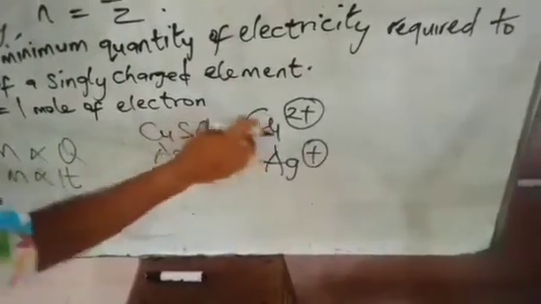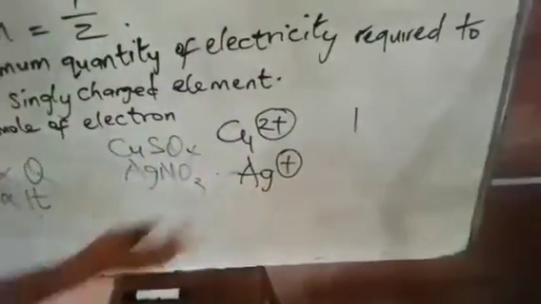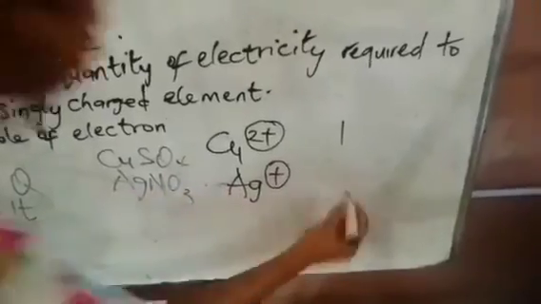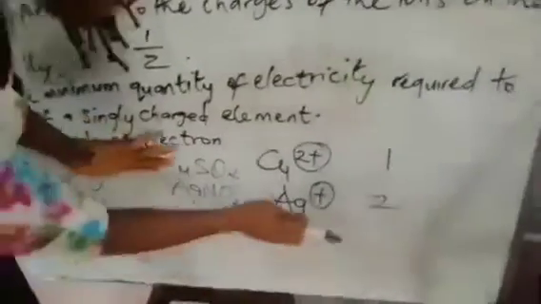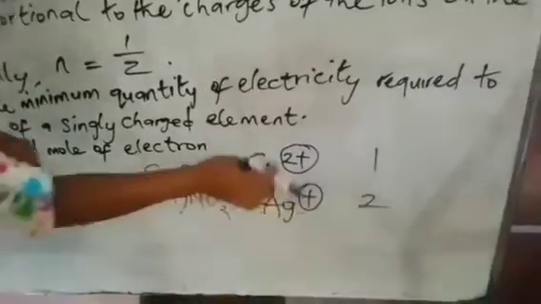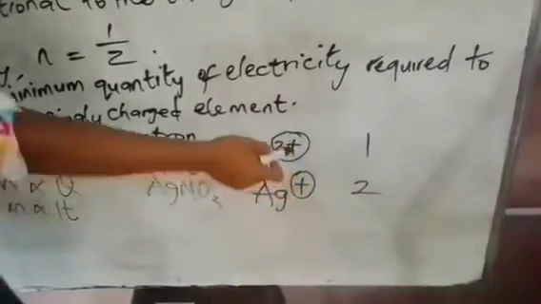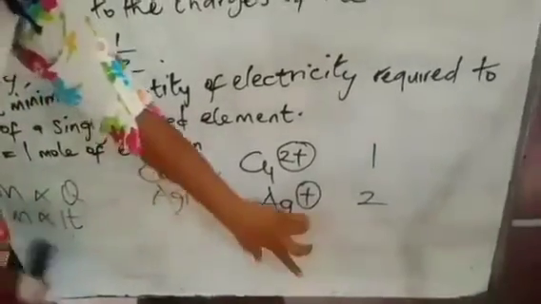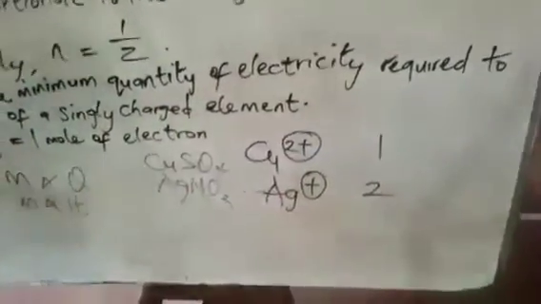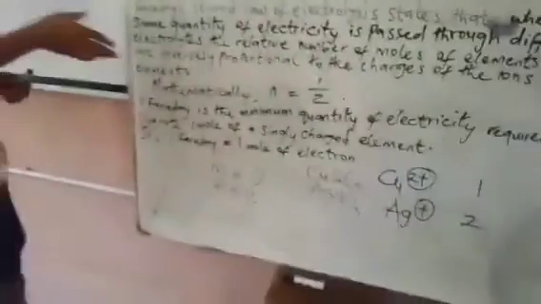Now, according to Faraday, he discovered that with the connection in series, the number of moles that copper will form will just be 1, whereas the number of moles that silver will form will be 2. Why? Because both of them are making use of the same quantity of electricity at the same time. Silver will have to produce double the charge of copper so it can meet up with it, whereas copper will produce just once on its own.